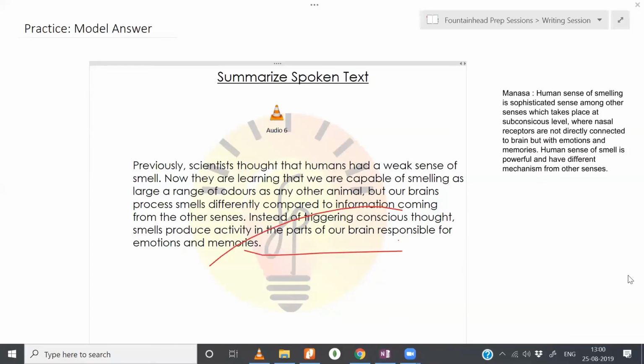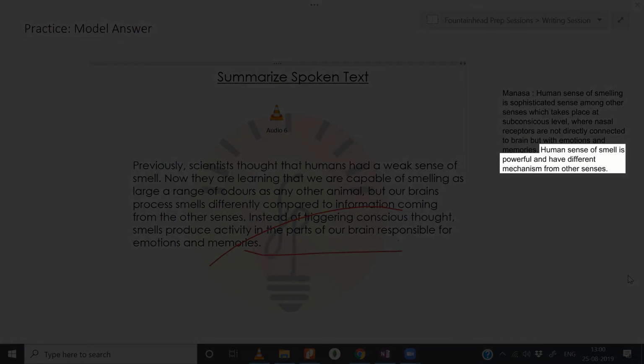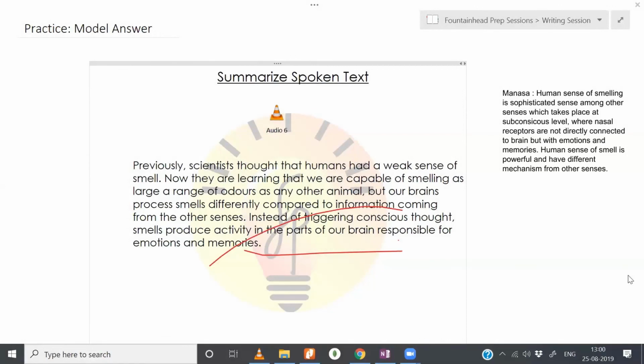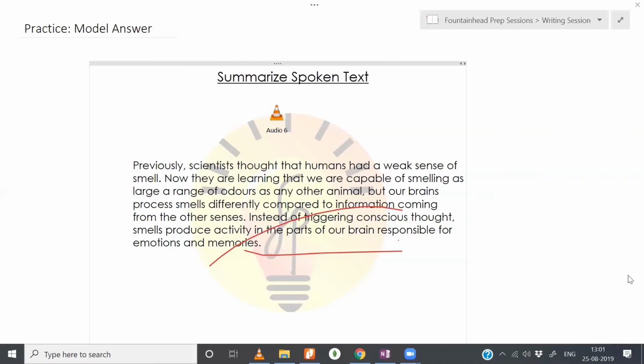Mansa? Yeah. So what you have done here is "human sense of smell is powerful and has different mechanisms from other senses," right? Now in the lecture, the mechanism was also mentioned, but you just left it at mentioning that it has a different mechanism. So understand that whatever you are writing is for a reader. The reader will have the feeling of, okay, what different mechanism? You have to address that aspect. What is that different mechanism? How is it different from other senses? If you are including this sentence, you should answer this point also. Then only it will be a complete summary.